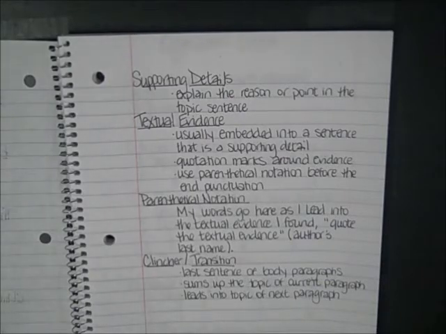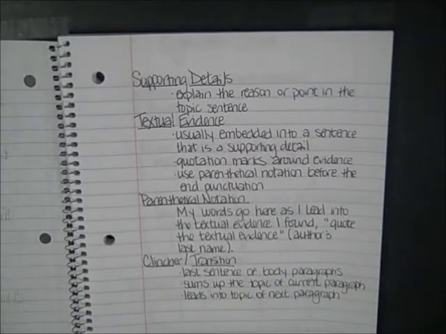Textual evidence is usually embedded into a sentence that is supporting that detail. Think of OERs. You have the quotation marks around the evidence from the source. You use parenthetical notation before end punctuation. You're going to get your textual evidence from the sources that Mr. Shumpert and I have provided for you.